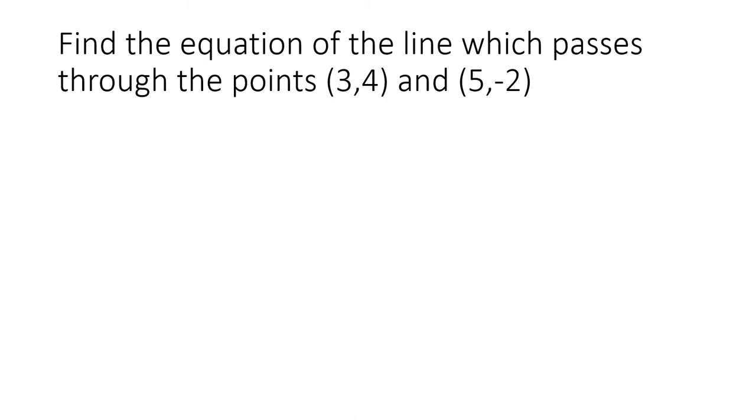A bit of a trickier one now. Do the same thing. We'll do the second y coordinate, which is minus 2, minus the first y coordinate, which is 4, all over the second x coordinate, which is 5, minus the first x coordinate, which is 3. So that's the change in y over change in x. Minus 2 minus 4 is minus 6, and 5 minus 3 is 2. This comes to a gradient of minus 3. So m is equal to minus 3.